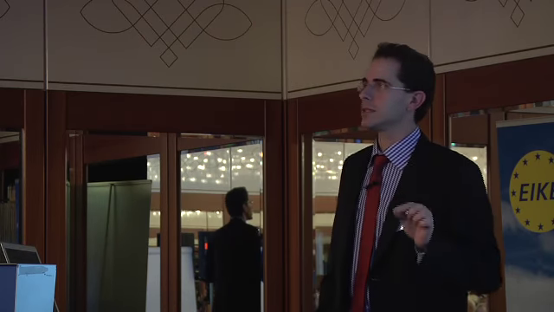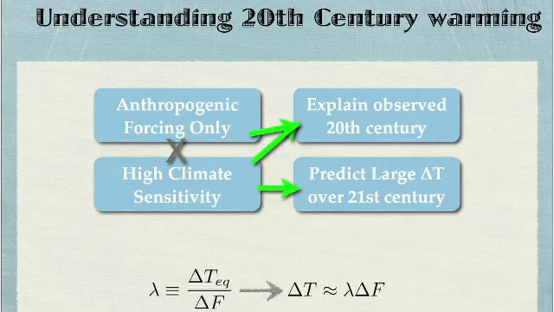Okay, now, why is the question of climate sensitivity relevant, or how is it related to the question of whether the sun is affecting the climate? If we want to understand what happened over the 20th century, the standard picture is that you have the anthropogenic forcing, or primarily the anthropogenic forcing, and you see some kind of a temperature increase over the 20th century.